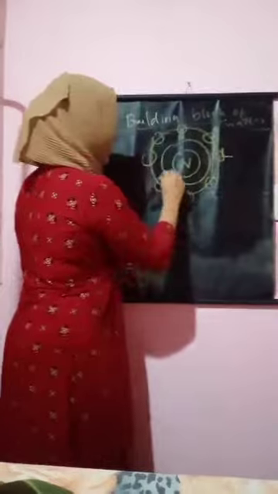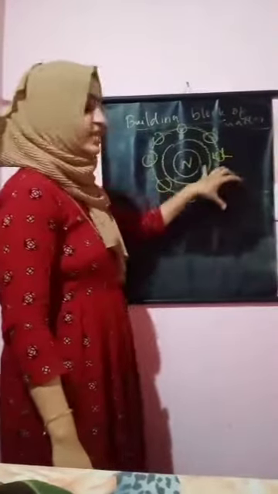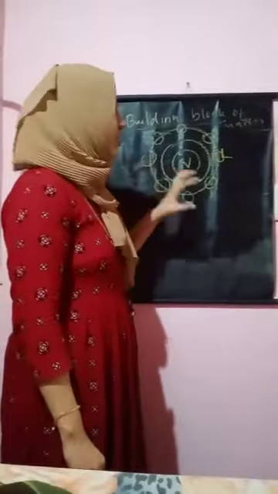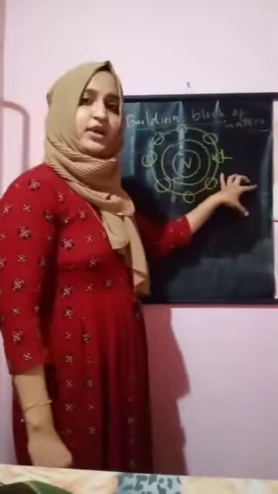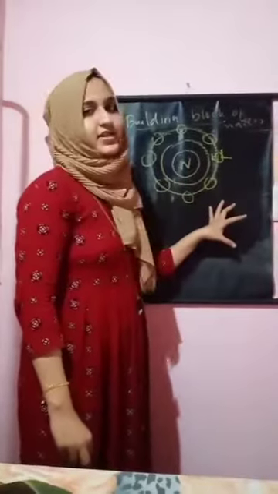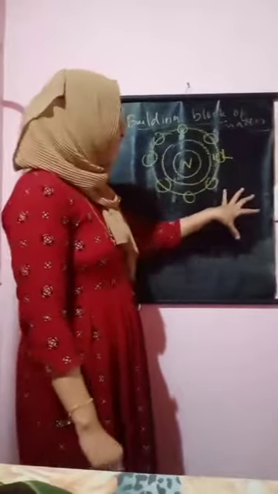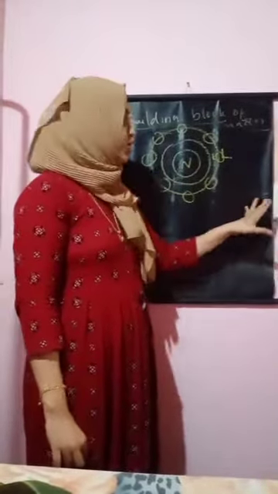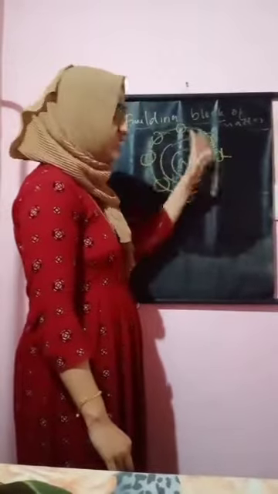Let's take an example. This is the K shell and this is the L shell. Here it has 8 electrons. We can say that this atom is stable because the outermost shell contains 8 electrons. But if the outermost shell contains fewer than 8 electrons, we can say that it is unstable. That is the reason why electrons always shift from one shell to another shell to maintain this number of electrons.